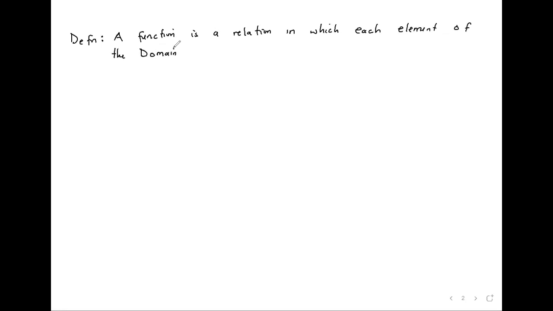So let us define a function. The definition of a function: we say a function is a relation in which each element of the domain is uniquely mapped to an element of the codomain.